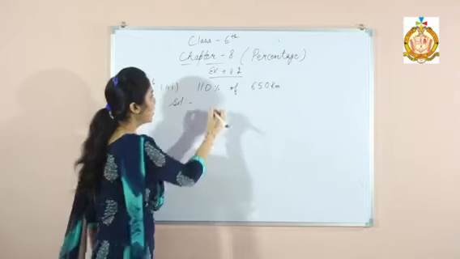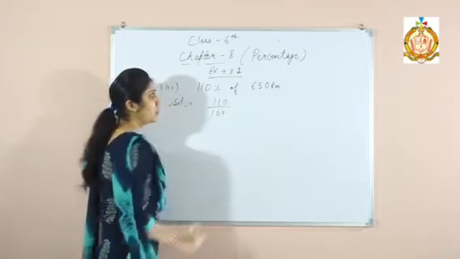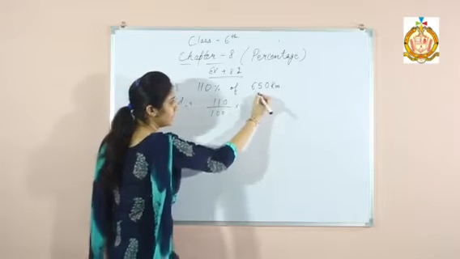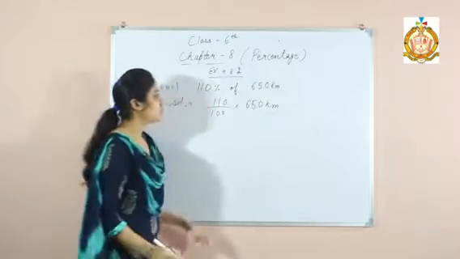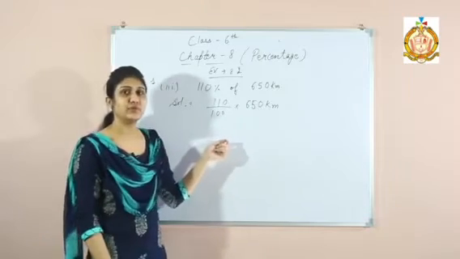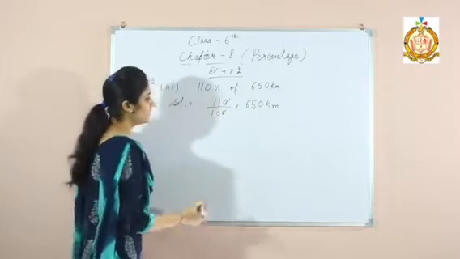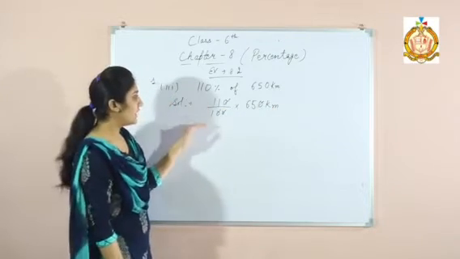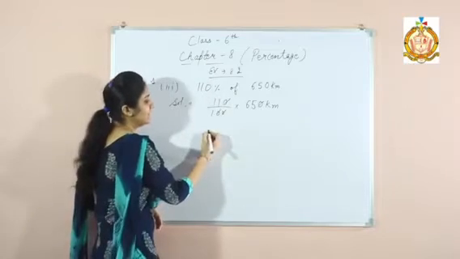110% we can write as 110 upon 100. What is the meaning of "of"? "Of" means multiply. And here 650 kilometer. So we have to solve it and then we will find the answer. Cancelling out 0 with 0, again 0 with 0. We can cancel out the above and below terms, like numerator and denominator. Now just multiply the terms.